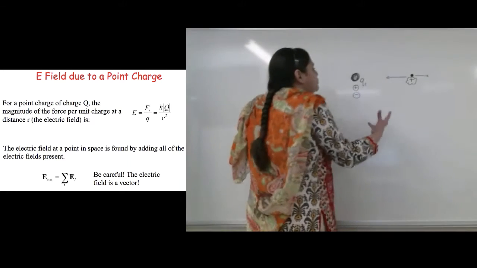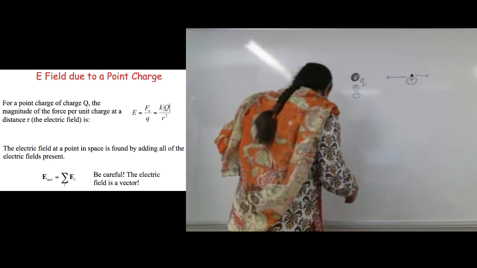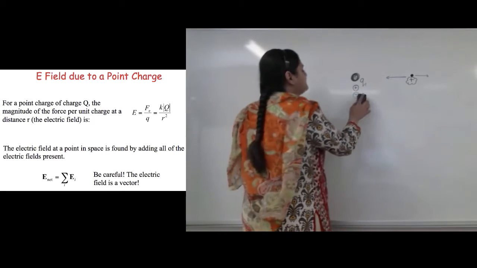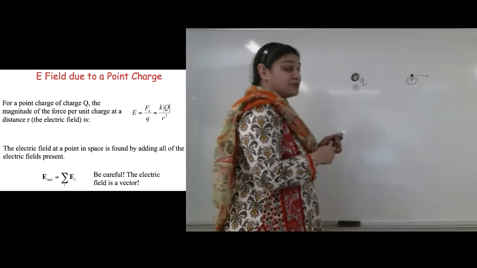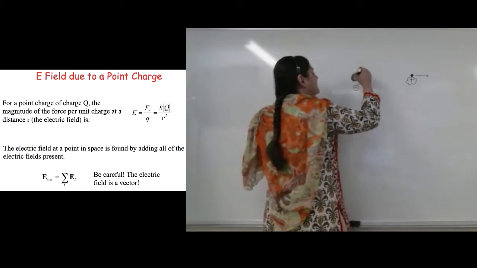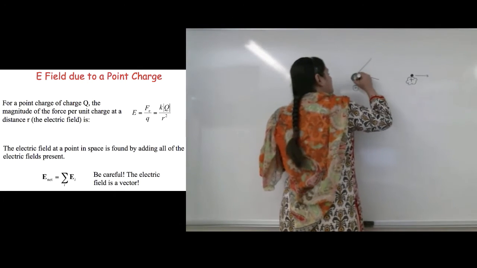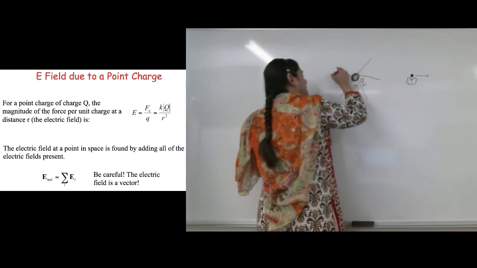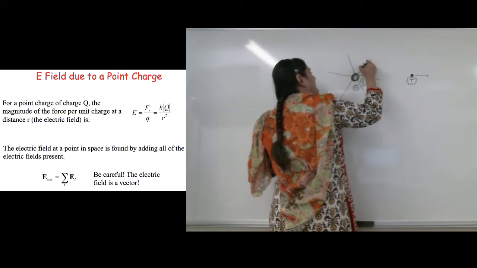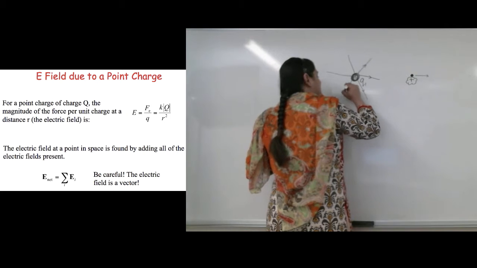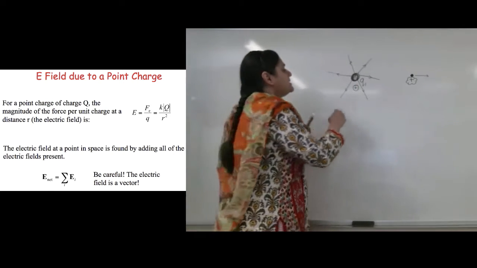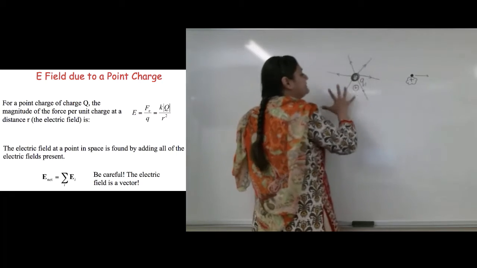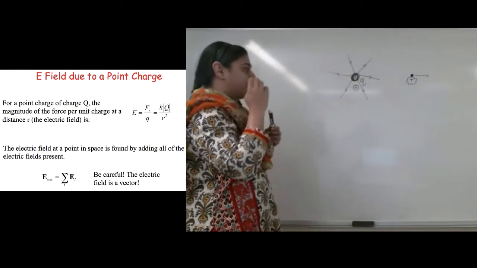So how do I draw these fields around it? Let me just assume that it is a positive charge. This is a rule of thumb: all positive charges will have field lines, as we call them, going away from it.